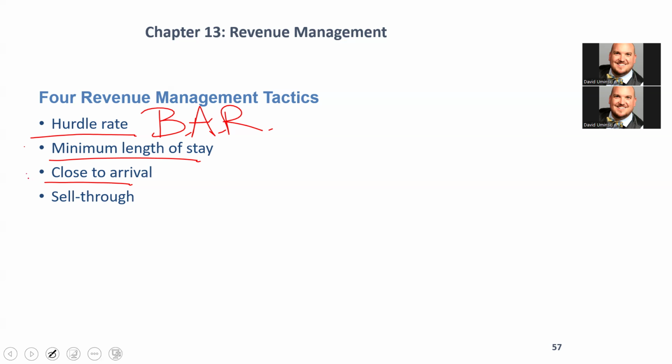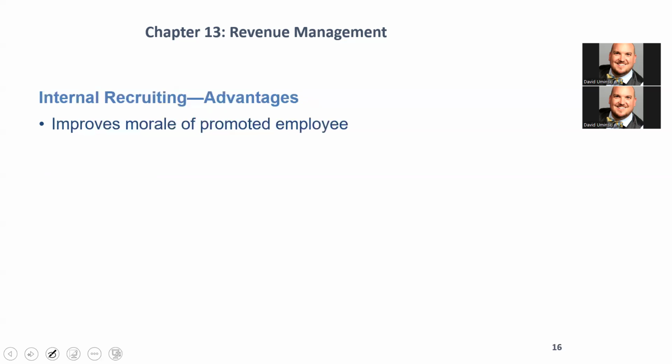Oftentimes too, close to arrival is if we have celebrities, political figures that are coming. We want to control the number of people that are in the property for security reasons. So close to arrival is something we can do in those areas. Okay.